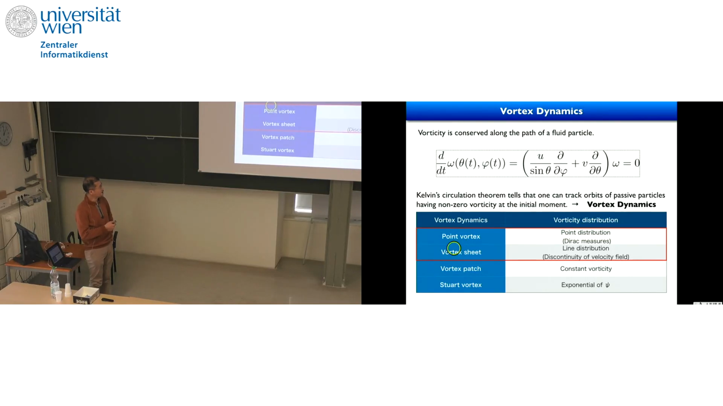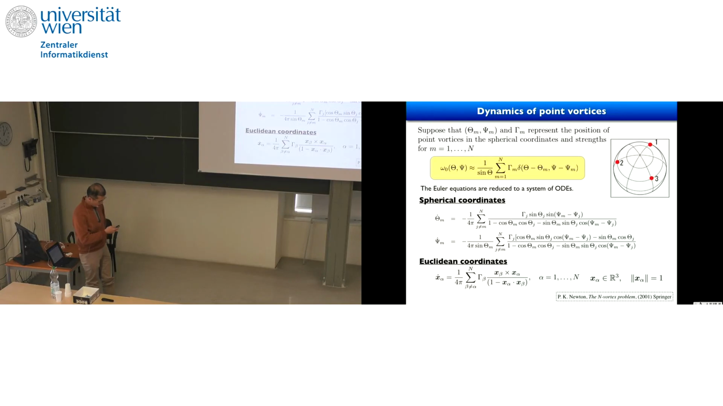There are many famous vortex dynamics, known as point vortices, whose vorticity distribution is given by Dirac measures, which are point distributions. And the vortex sheet, which is a line distribution, in other words a discontinuity of the velocity field. The very famous one is the vortex patch, which has a constant vorticity in a finite domain, and the Stuart vortex, in which the vorticity is represented by the exponential of the stream function. So in this talk, I'm going to focus on these topics.